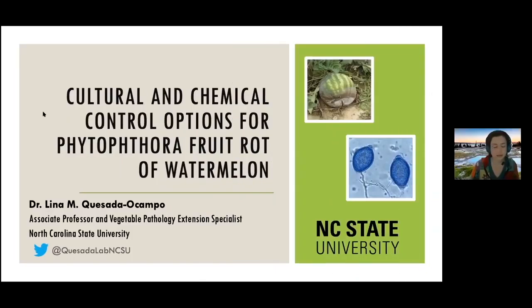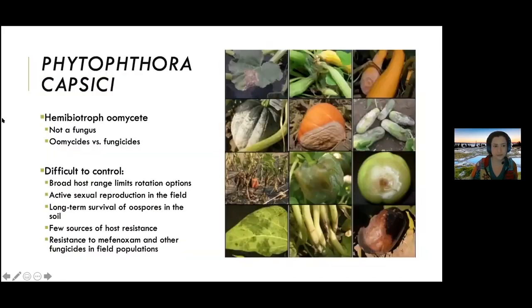Okay, so as Alan was saying, I'm going to tell you a little bit about Phytophthora control and some work that we did here in North Carolina. Phytophthora fruit rot in watermelon is caused by Phytophthora capsici, which is not a true fungus. It's something called an oomycete, which is actually more closely related to algae.